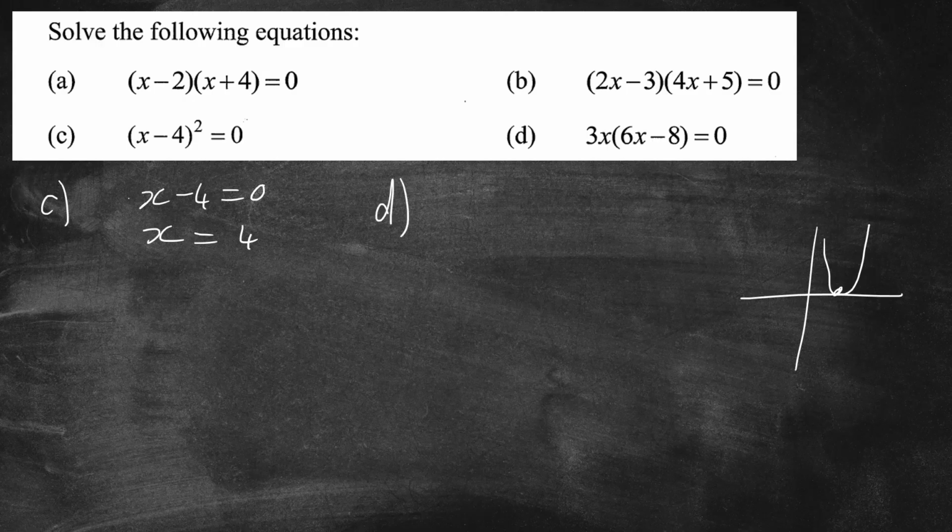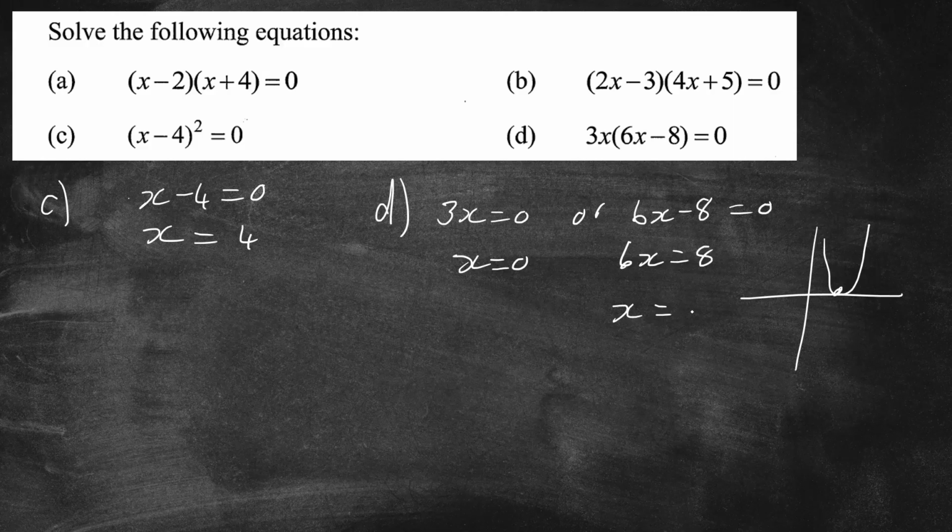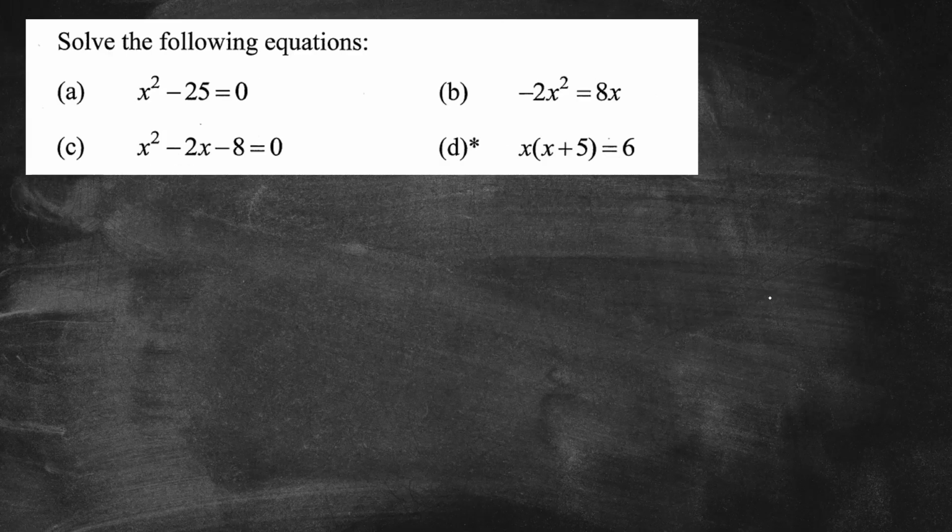3x equals 0, or 6x minus 8 equals 0, because 3x is the one factor and 6x minus 8 is the other factor. So x is equal to 0, or take the 8 over, 6x equals 8, divide both sides by 6, x equals 8 over 6, and simplify, that equals 4 over 3. Okay, done. Now the fun can start. Now we can start factorizing. So remember the types of factorization: common factor, difference of squares, quadratic, and grouping.